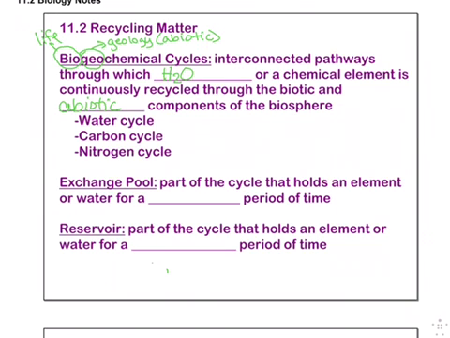And we'll look at each of these in a little bit more detail here. But with all 3 of these, they will all have exchange pools and reservoirs. So an exchange pool is part of the cycle that holds an element or water for a relatively short period of time, whereas the reservoir holds it for a long period of time.